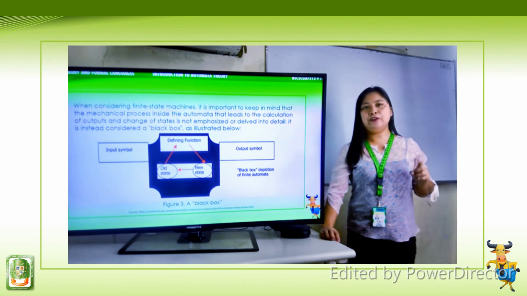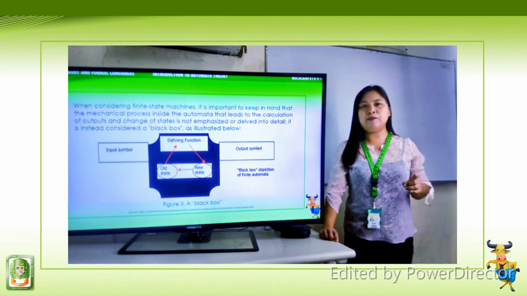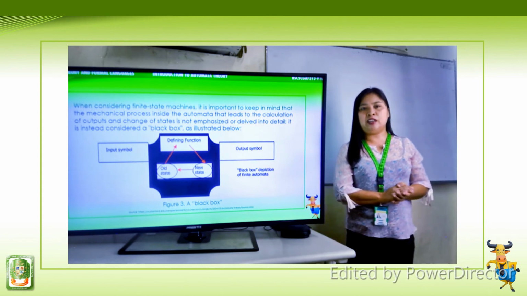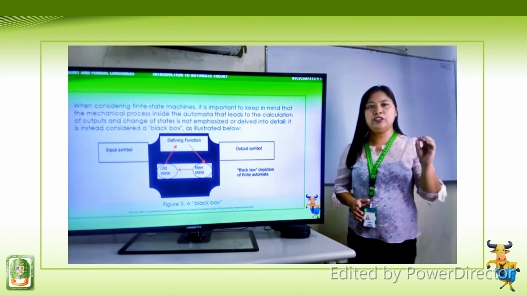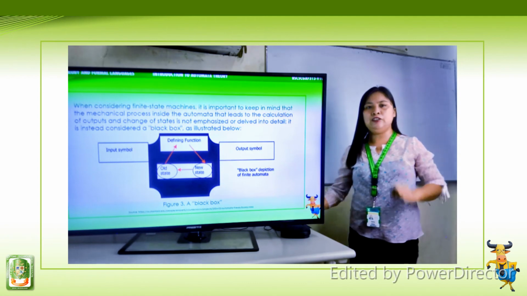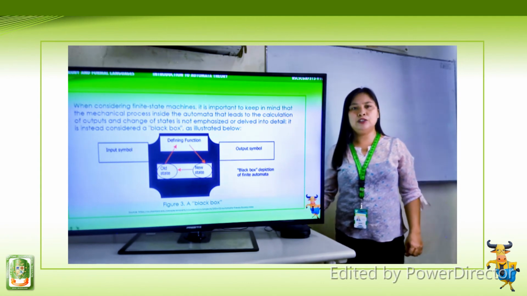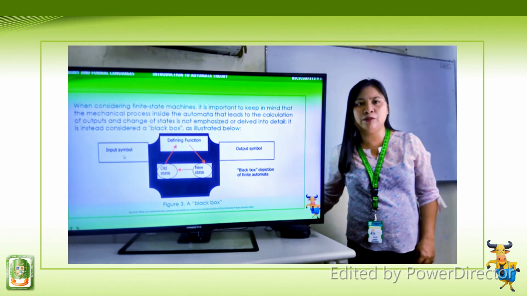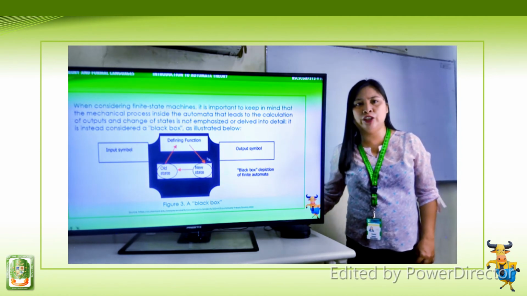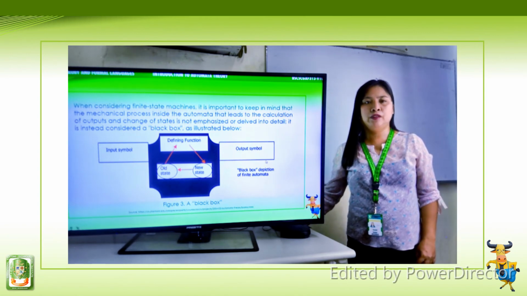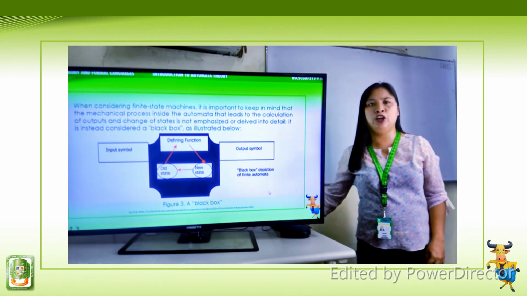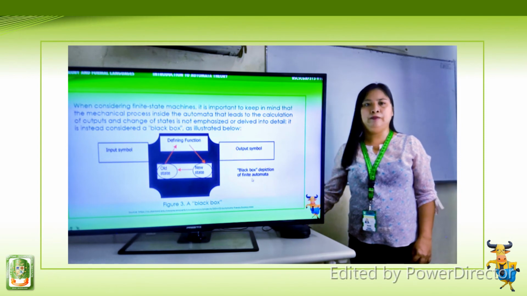Okay. When considering finite state machines, it is important to keep in mind that the mechanical process inside the automata that leads to the calculation of outputs and change of state is not emphasized or delved into detail. So it is instead considered a black box. So look at the illustration here, the black box. As you can see, there's an input symbol, the defining function, either an old state or a new state, and the output symbol. So this black box is just a depiction of the finite automata.